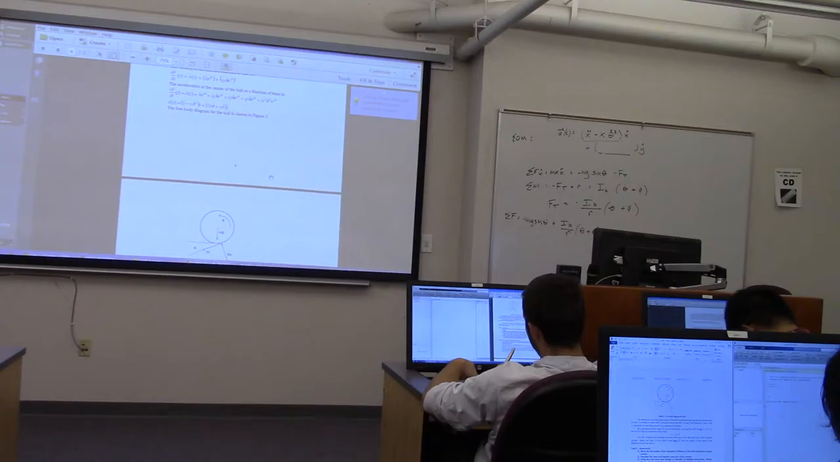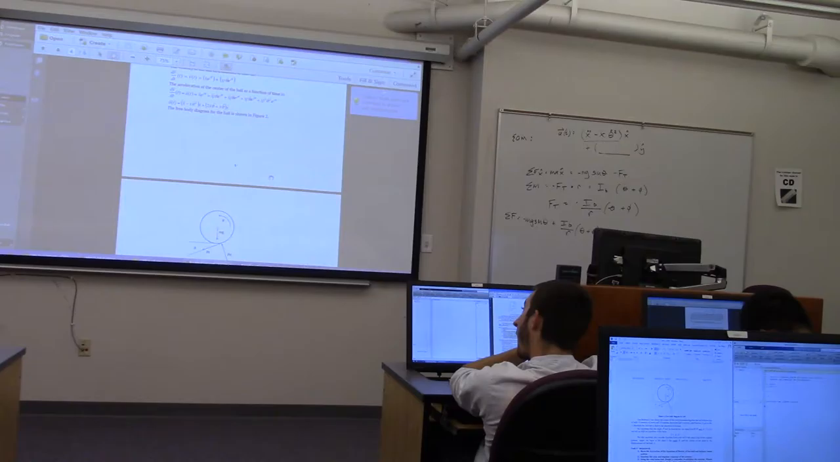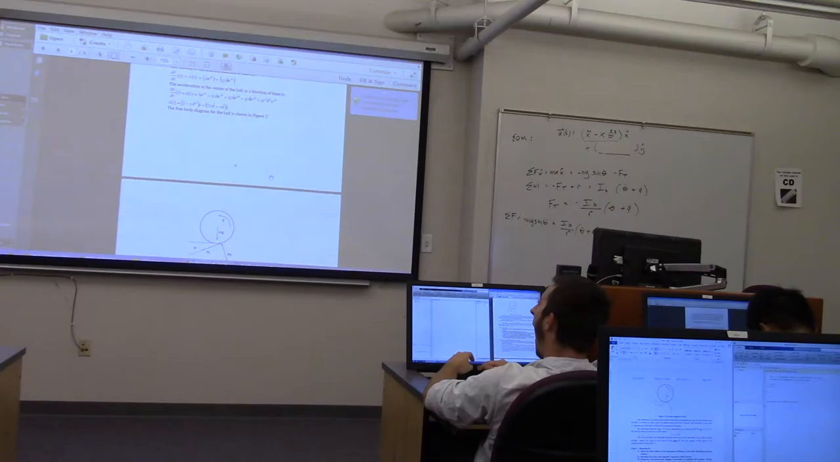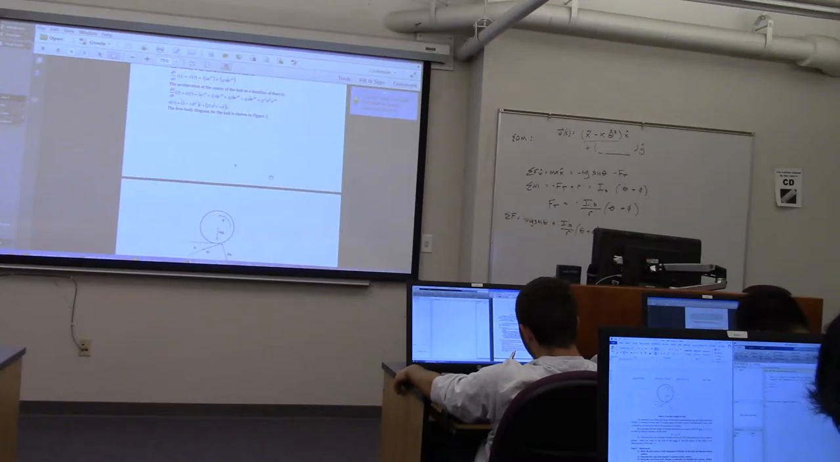So we have our linearized equation of motion. This is sort of equivalent to some mass thing. Here is my linearized equation, and the only thing to remember about this is we've solved problems like this before.